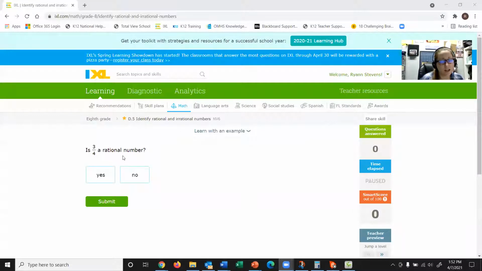In this question, it says, is 3/4 a rational number? And you're just supposed to say yes or no. Okay. Be careful with this assignment. It's very important that you're reading each of the instructions for each of the questions.